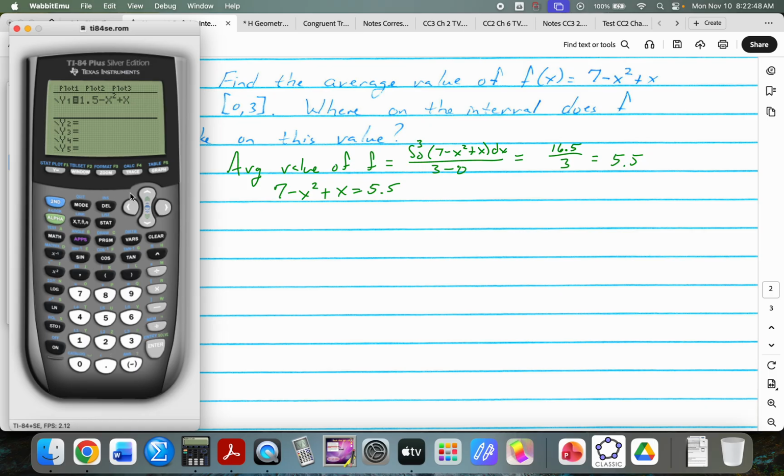And before I graph it, I only want to look between 0 and 3. So I'm going to set an appropriate viewing window. Remember, that's one of the things that you're supposed to be able to do. And I'll scale that by 1s. And since I'm looking for 0s, I'll just real quick change that from -10 to 10 to -1 to 1.